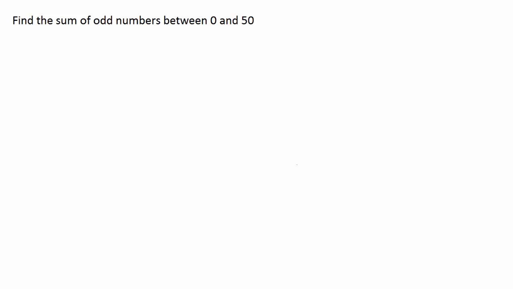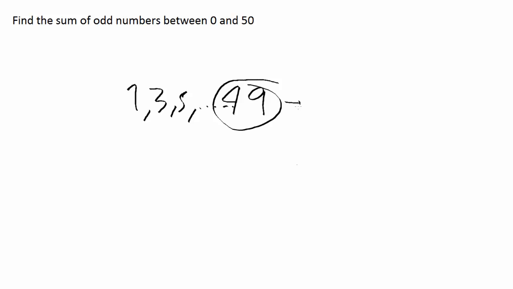Okay, this is question number 14 in exercise 5.3. Find the sum of the odd numbers between 0 and 50. Now what's the odd number after 0? It's 1. And what's the odd number before 50? That's 49. Okay, now there is 3, 5, okay, till 49. So your an will be this, and your a will be this.